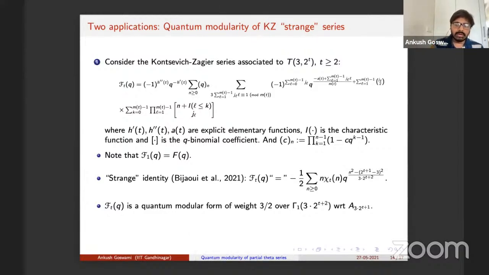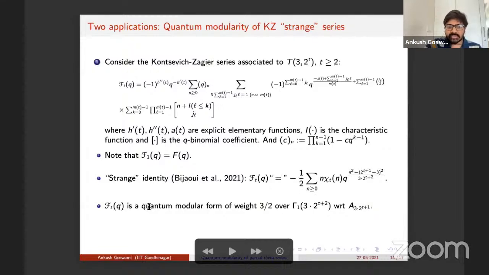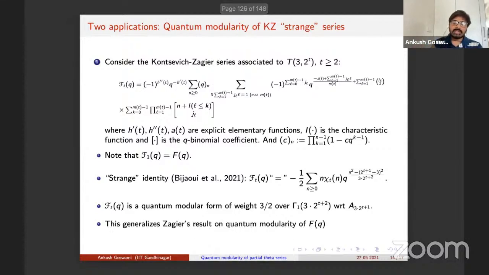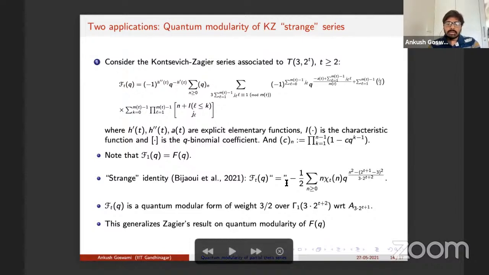And using our result, it follows that the right-hand side, which is a partial theta series, is a quantum modular form of weight 3/2. And from the Strange identity, it also follows that this function on the left-hand side of the Strange identity, f sub t of q, is a quantum modular form of weight 3/2 over this congruence subgroup with respect to the set. And then this generalizes Zagier's result, because as I told you here, when t is equal to 1, that is equal to f of q. So this basically generalizes Zagier's result.